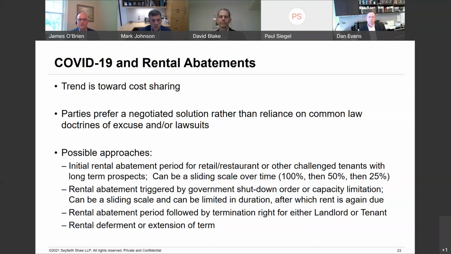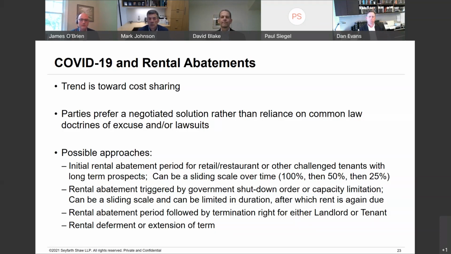Also, you can have a rental abatement triggered later. So instead of just relying specifically on force majeure and figuring out what happens, you actually have a rental abatement provision drafted that says if there's a government shutdown order or some kind of capacity limitation, we're going to have an abatement kick in. As the landlord, you want to be very specific about this. It'd be good to have your language narrowly drafted so the tenant is really mandated to shut down as the trigger. And again, these can be sliding scales, and the duration can be limited.